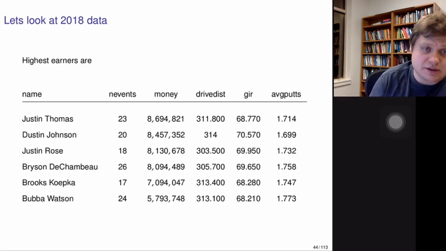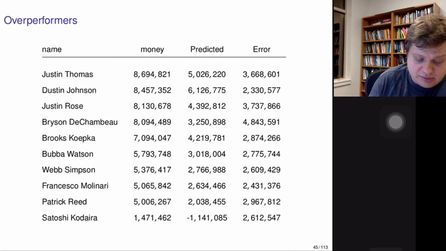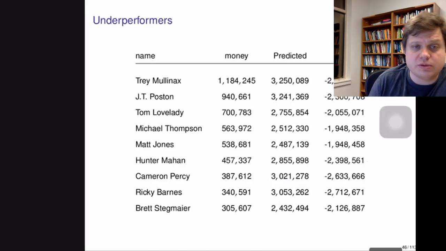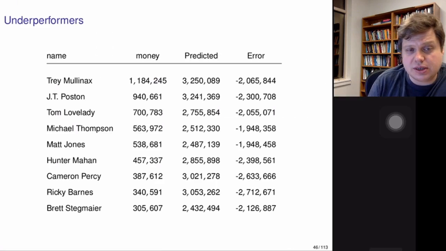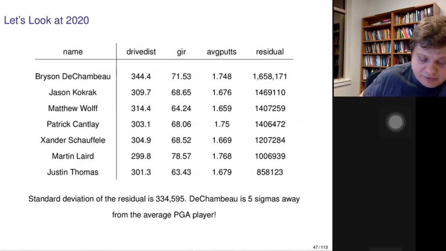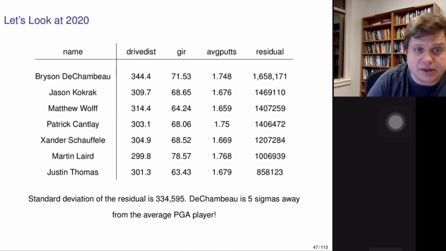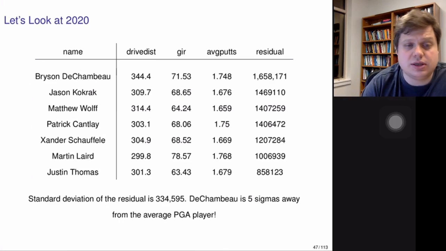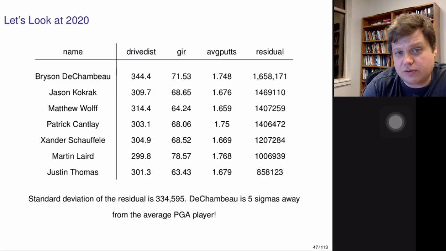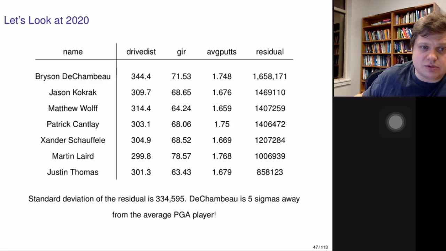And this is the data for 2018, so we can do the same type of analysis, look at the overperformance and the underperformance. And based on the predictions from the model, we can start giving some recommendations to the players. The same for the 2020 data, so if you're a golf fan, you might find this interesting. Bryson DeChambeau, of course, was the biggest overperformer. He was essentially the equivalent of Tiger Woods in 2020.